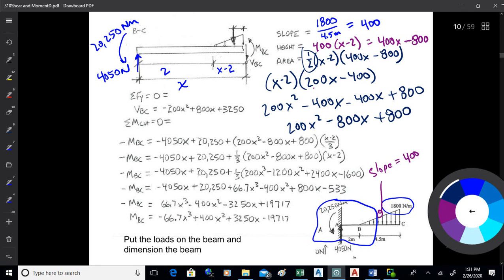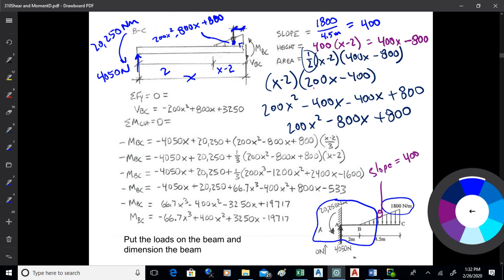All right, so now I've got all this stuff pretty much good to go here. That distance there is x. This area here is 200x squared minus 800x plus 800, that's the area. How about that distance? What's this distance that I've dimensioned right there? How far would it be from the cut, which is the right angle of the triangle, to the centroid of the triangle? That's where I'll apply the load.